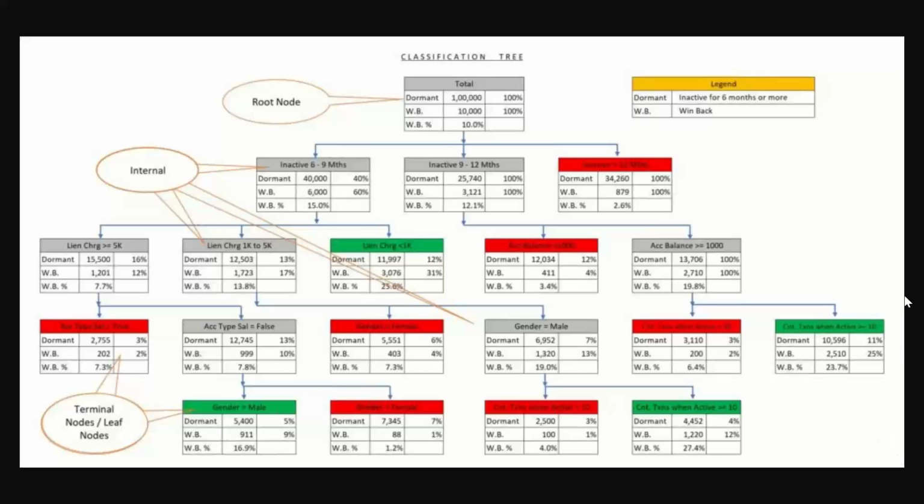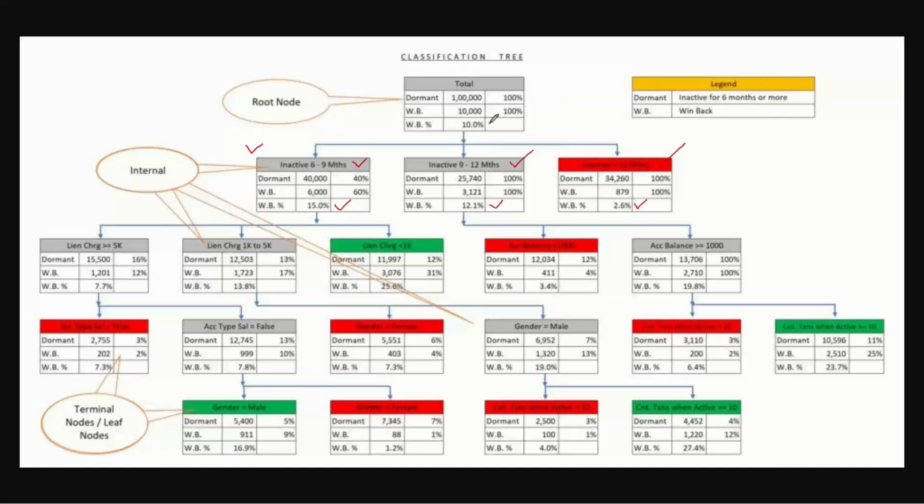If you now analyze this hierarchical tree, it tells you, if you want to activate dormant customers, the first and foremost variable that you should see is the inactivity period. Customers who are inactive for 6 to 9, 9 to 12, greater than 12 months. For customers inactive for more than 12 months, the win back possibility is only 2.6%. Whereas customers who are inactive for recent 6 to 9 months only, the win back possibility is 15%, whereas in 9 to 12, it is 12%.